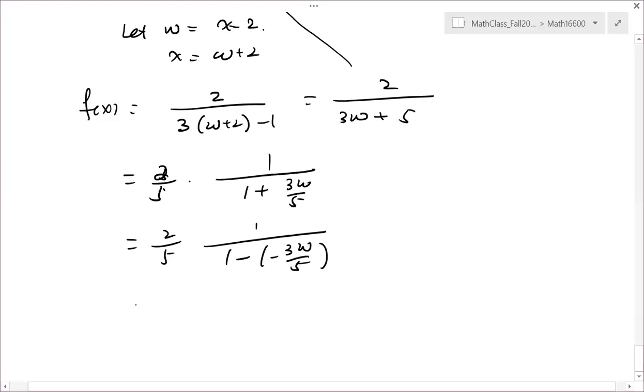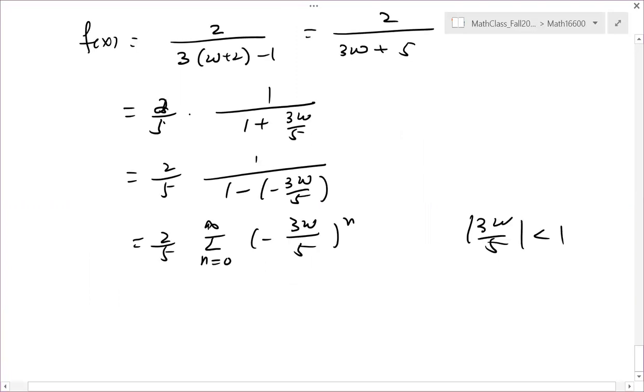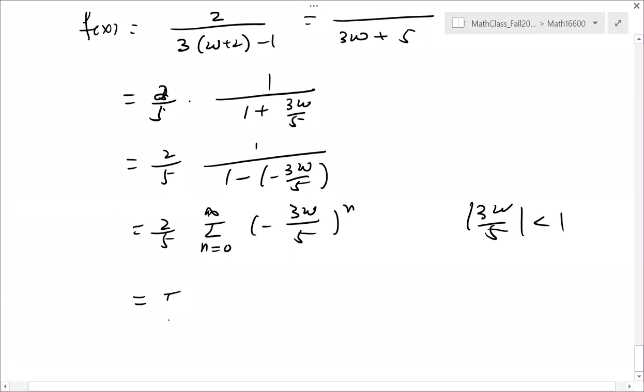And then you apply the above formula. It's going to be negative 3w over 5 to the power n. And this holds when 3w over 5 is less than 1, because that is x, in the place of x. So now you can simplify: (3/5) to the power n times w to the power n. w is x minus 2. And here, absolute value of w is less than 5 over 3.